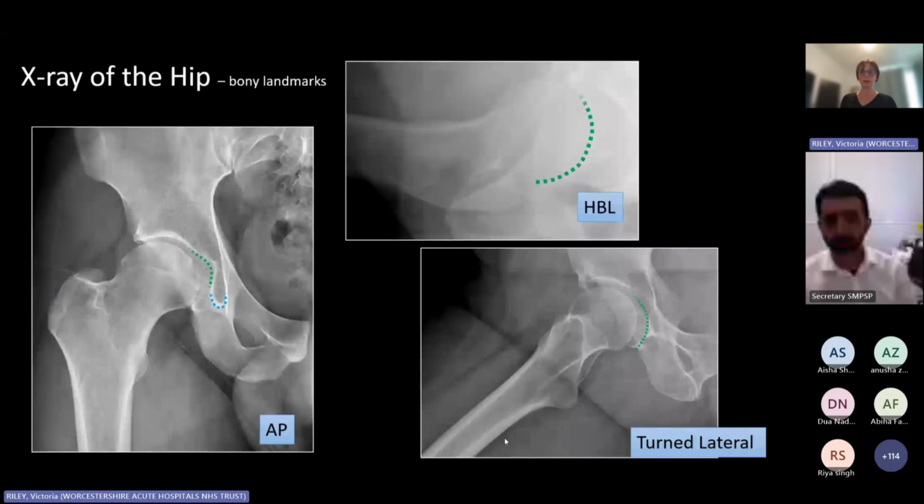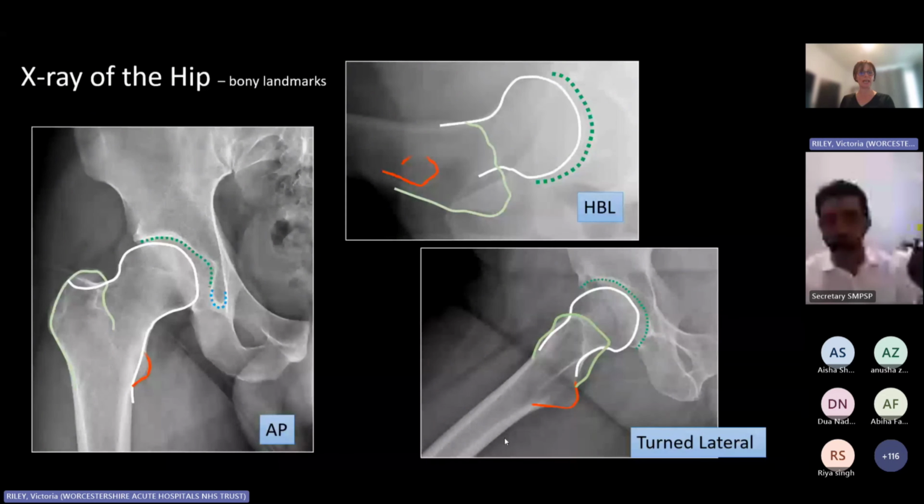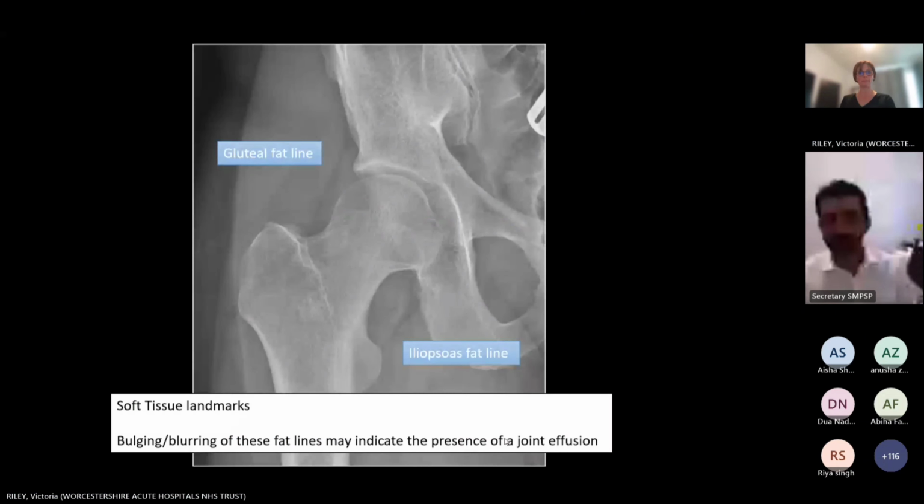So on here, we want to be able to see the acetabulum, our femoral head. We can see our greater trochanter and our lesser trochanter. So we will be able to assess joint space reduction, anatomical alignment on all of our radiographs.